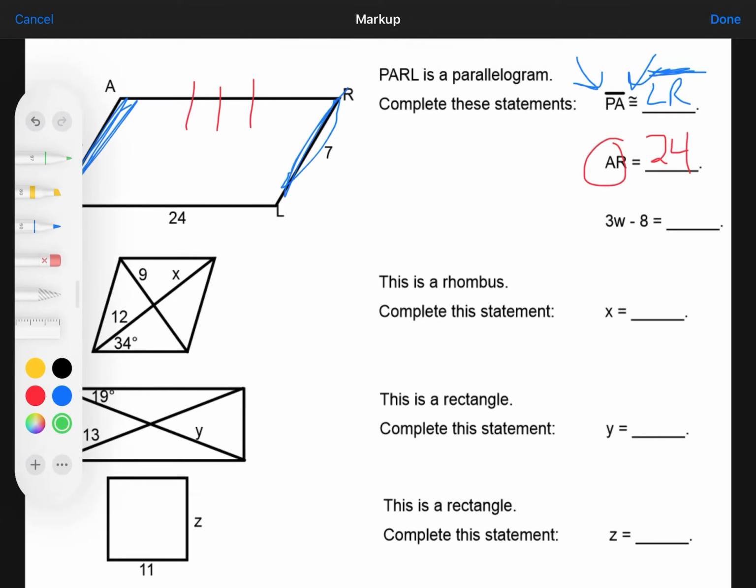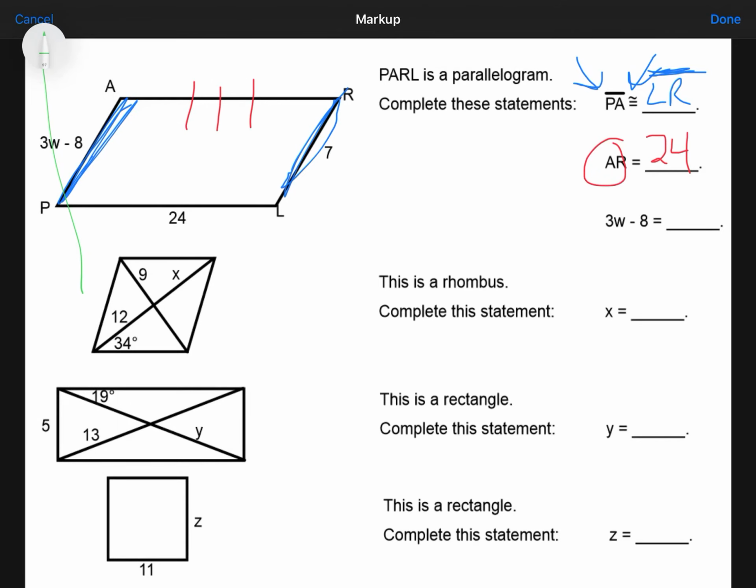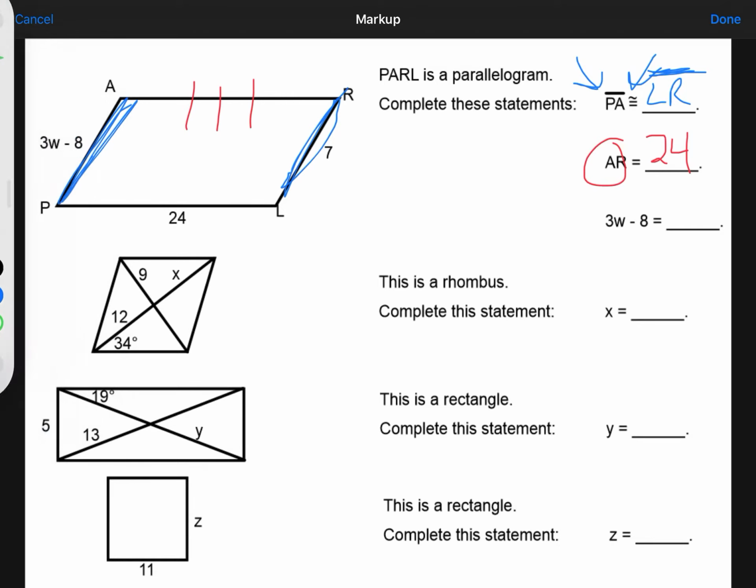Lastly, algebra, like we've been doing, might be the hardest of the three things, but just to be clear, 3w minus 8. Actually, excuse me a second and let me get rid of that extra mark. 3w minus 8. On the opposite side, it's equal to 7.